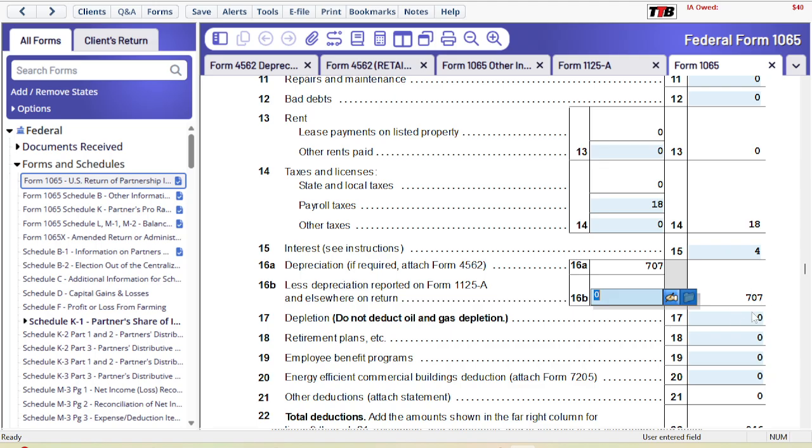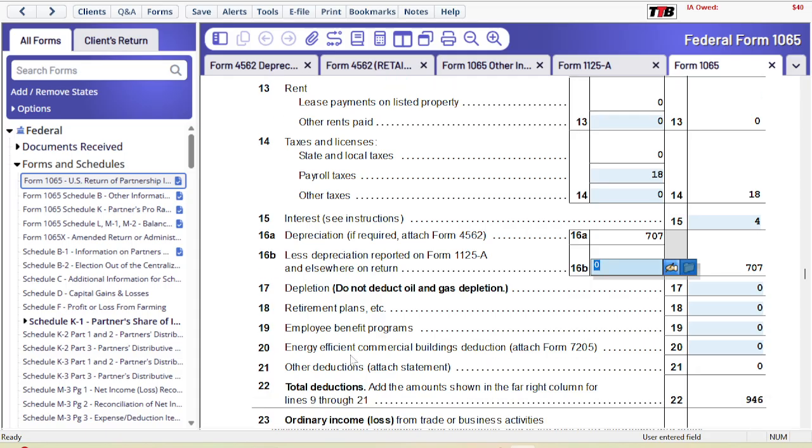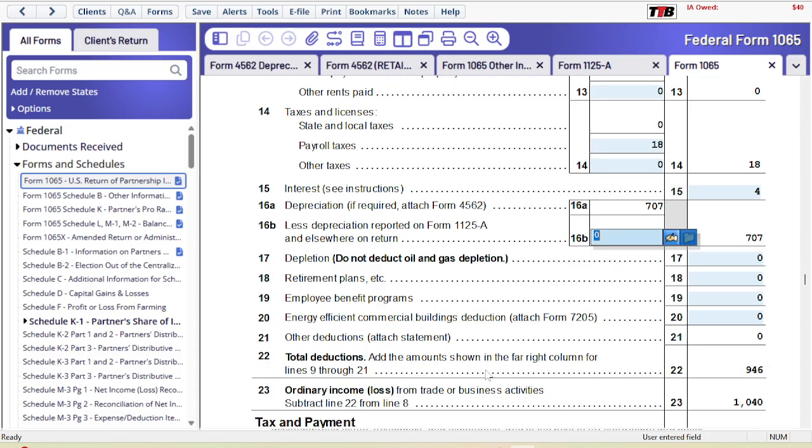So therefore, that is good. You would do some subtraction here if you already put it on Form 1125-A to inventory it. But since we are not inventorying anything there, the depreciation deduction for the year is 707. Line 17, line 18, well, we are going to assume we don't have a retirement plan here to put anything there. Employee benefit program, we are going to leave blank. That line 20 is going to be blank.